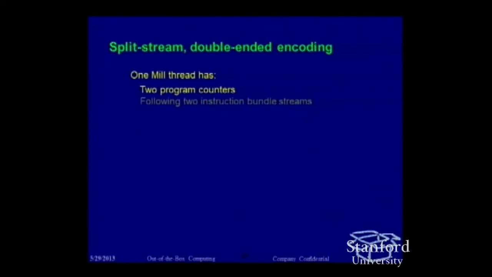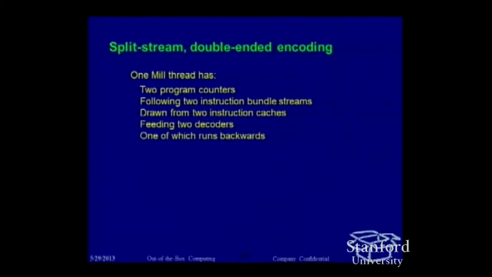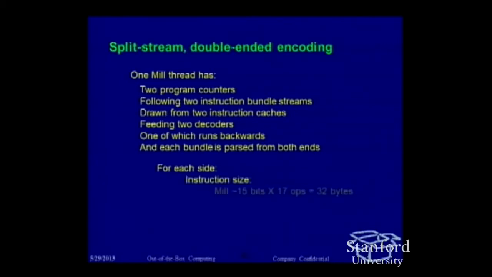There are 2 program counters. They're following 2 instruction bundle streams. They are drawn from 2 instruction caches. They feed 2 decoders, one of which runs backwards. Both bundles are parsed from both ends. For each side, the instruction size, 15 bits times 17 ops, not times 33 ops, because we split them. Well, that's only 32 bytes. And that's tolerable. The memory hierarchy can feed 32 bytes to a decoder per cycle without that much trouble.